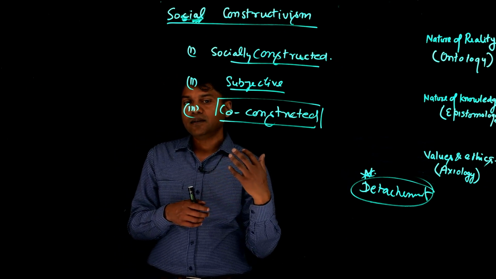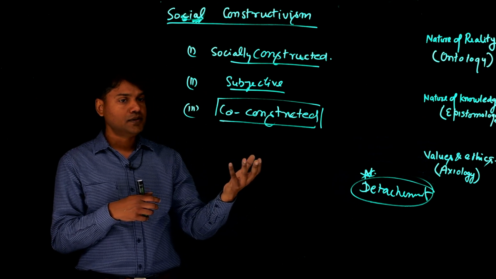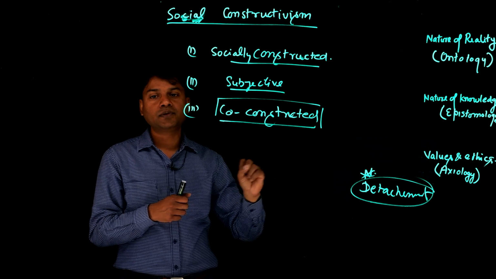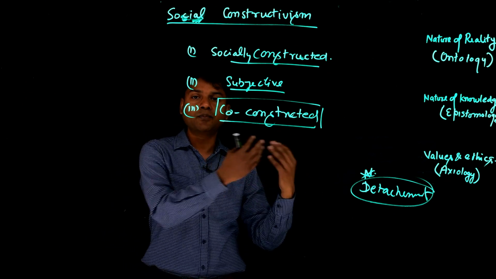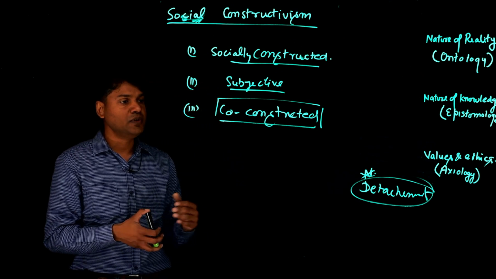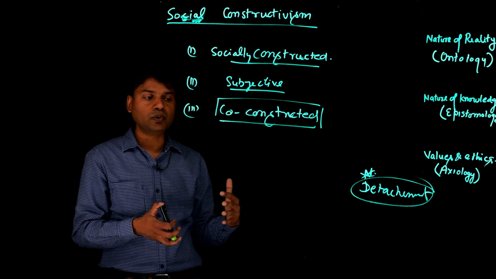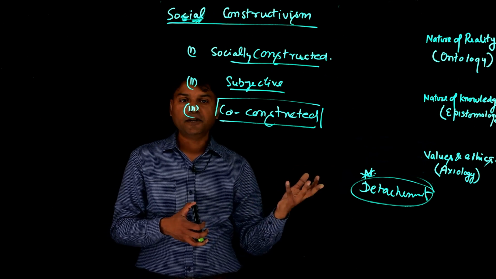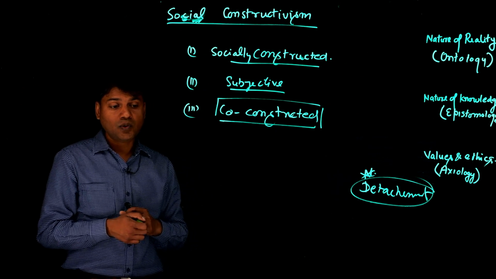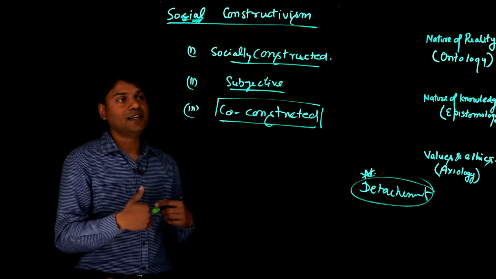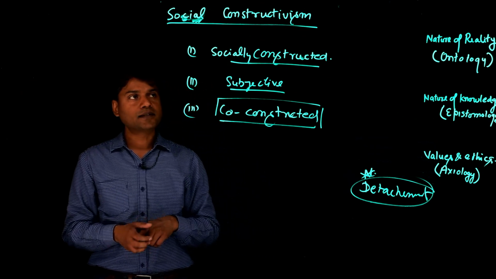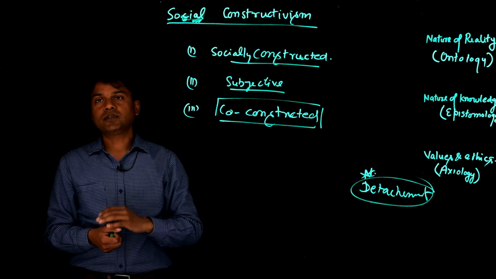And to understand, explore and create new knowledge regarding those realities, we need to be engaged in the process with our research participant. We cannot claim objectivity. Objectivity is not going to lead us to understand the phenomena or create new knowledge. So knowledge is co-constructed, and we as researchers are actively engaged in that process of knowledge generation. So that's briefly about social constructivism.